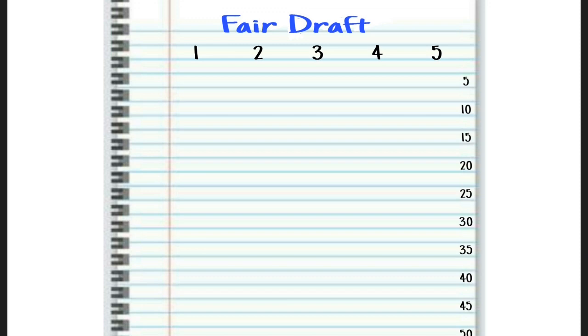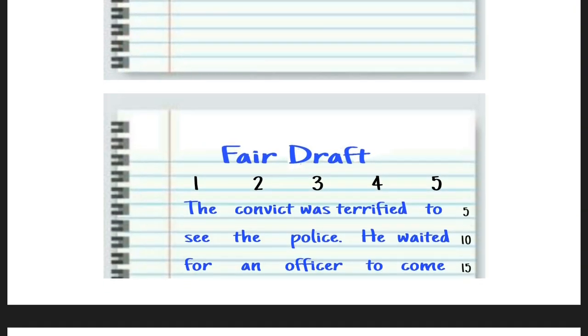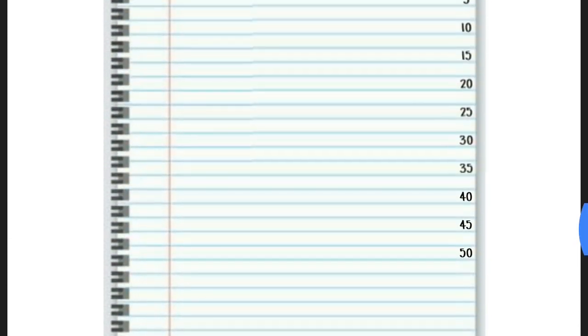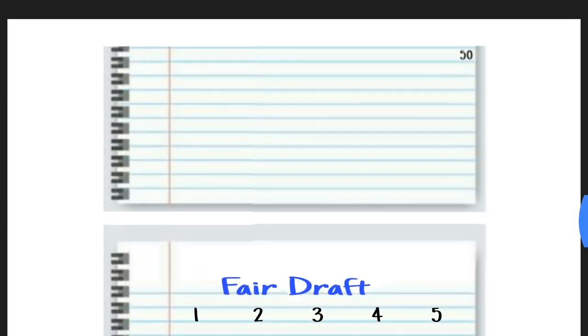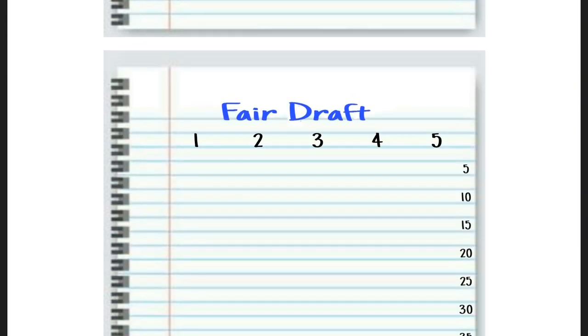It should be neat and clean in your best handwriting. So see, it has been done here. The convict was terrified to see the police. He waited for an officer to come, etc. So this is the way you write a summary or precis. It's a very simple step-by-step procedure, but it requires practice. And if you practice, you can do better.